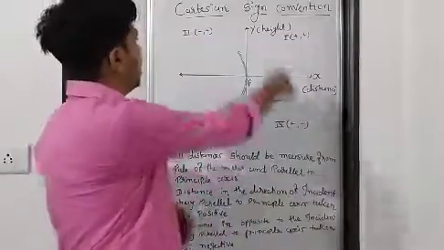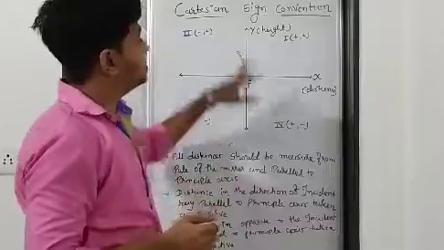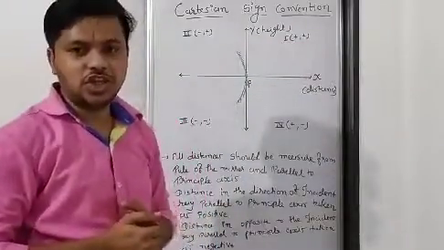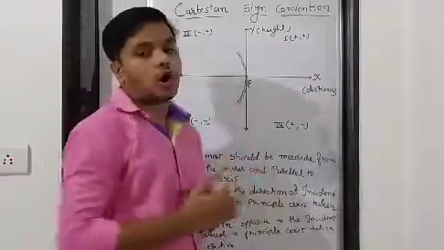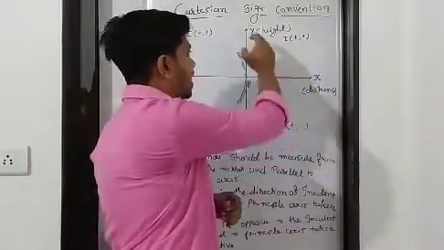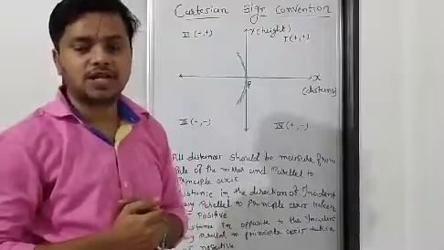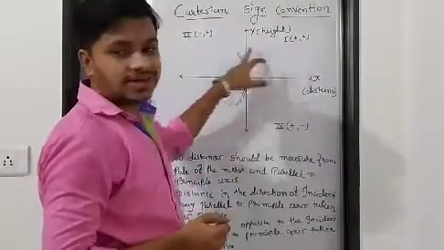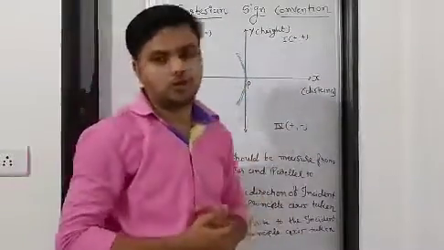this convention, right? So here, in the Cartesian sign convention, you have to take 4 quadrants, which means you have to take 2 axes, an x-axis and a y-axis, which make 4 quadrants: the first quadrant, the second one, third one and the fourth one, right?